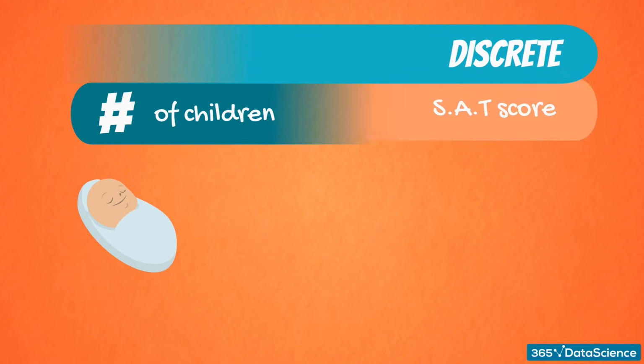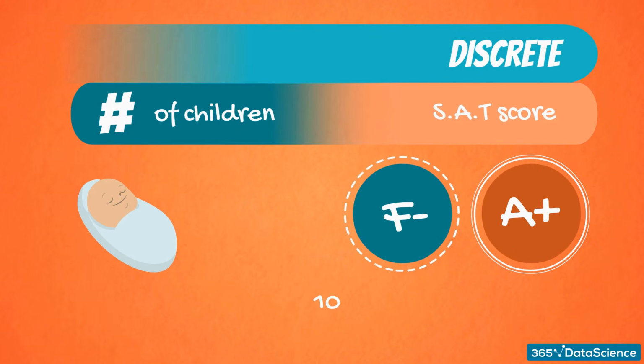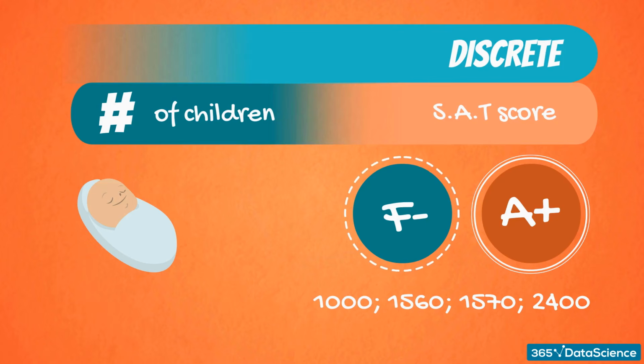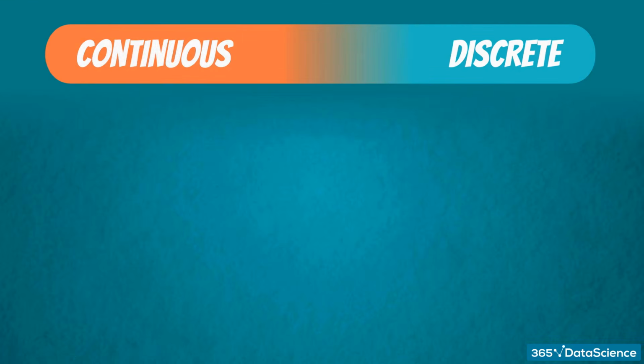Another instance is grades on the SAT exam. You may get 1,000, 1,560, 1,570, or 2,400. What is important for a variable to be defined as discrete is that you can imagine each member of the dataset. Knowing that SAT scores range from 600 to 2,400 and 10 points separate all possible scores that can be obtained is key. It's easier to understand discrete data by saying it's the opposite of continuous data.